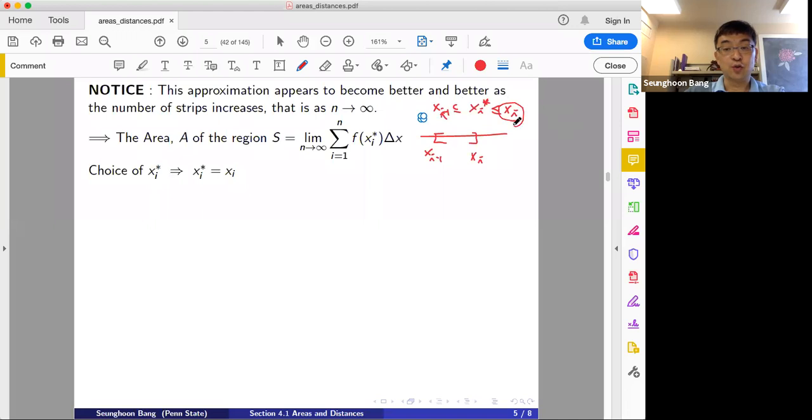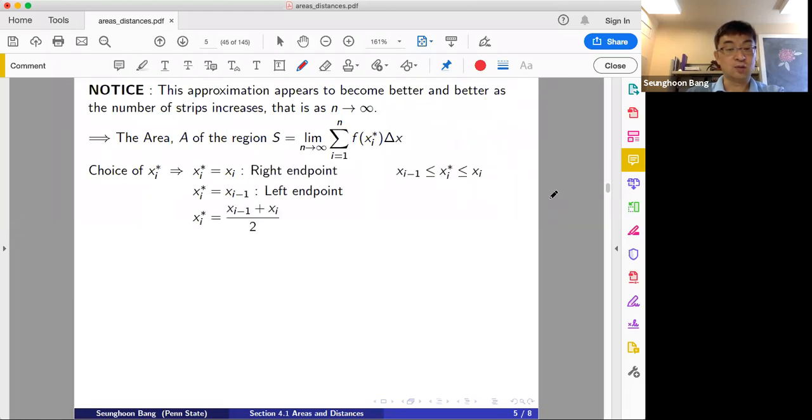So you can choose the right-hand point, this point. Another choice is the left-hand point. Another choice is the middle point. We can usually use 3 kinds of choices. The middle point is xi minus 1 plus xi over 2. We have 3 choices: this one, this one, or this one, the middle point. We have the right-hand point, left-hand point, and middle point. We usually use these 3 kinds of sample points.